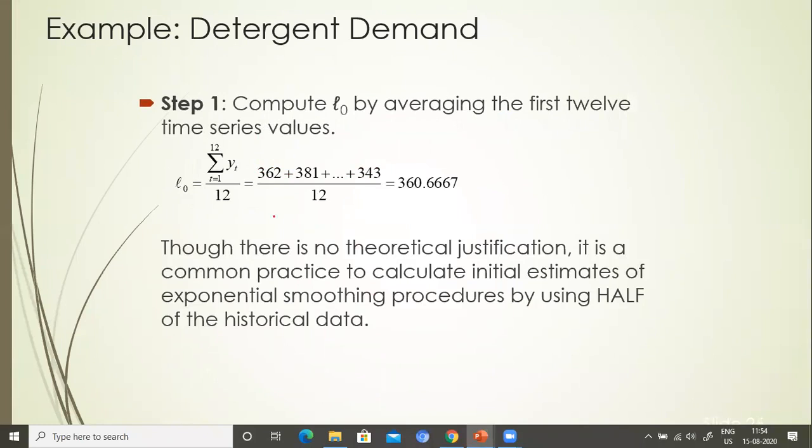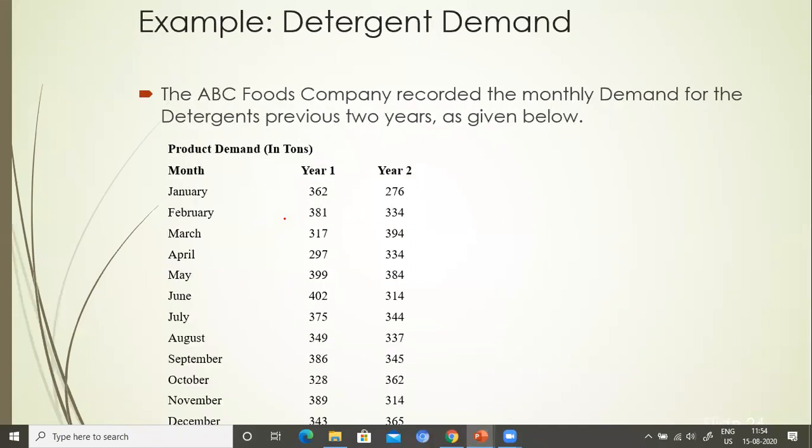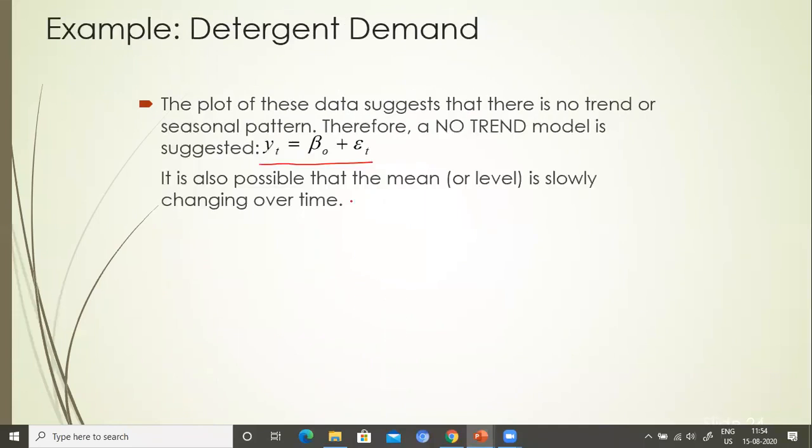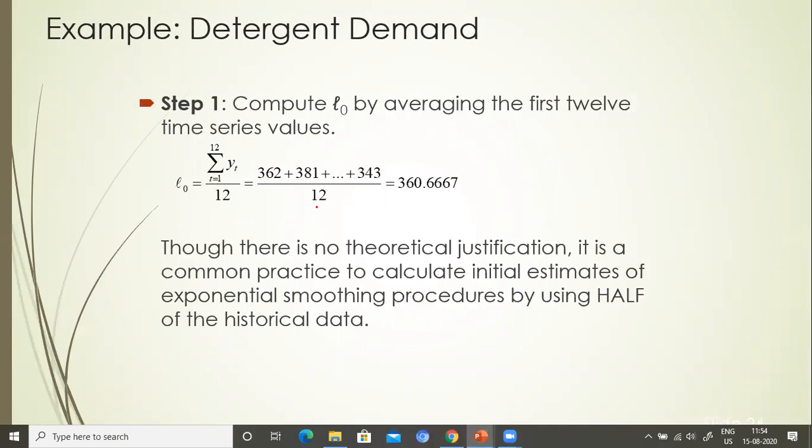Now comes the interesting part. You go back a couple of slides. How many data points do you have? 24 data points. Okay. What is the denominator here? Only 12. But I'll be very honest, guys, there is absolutely no theoretical justification for this, but it's a rule of thumb. We always follow this. We use half the time series data given to me.